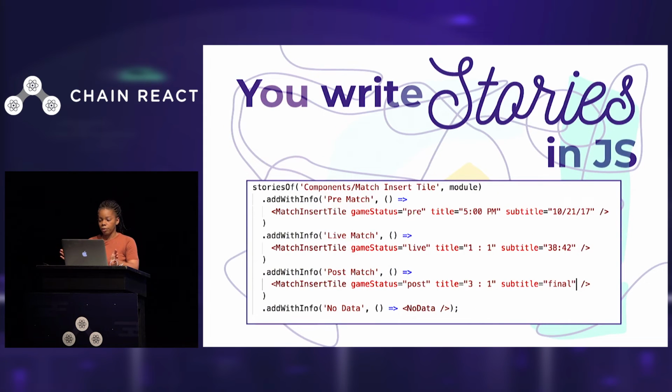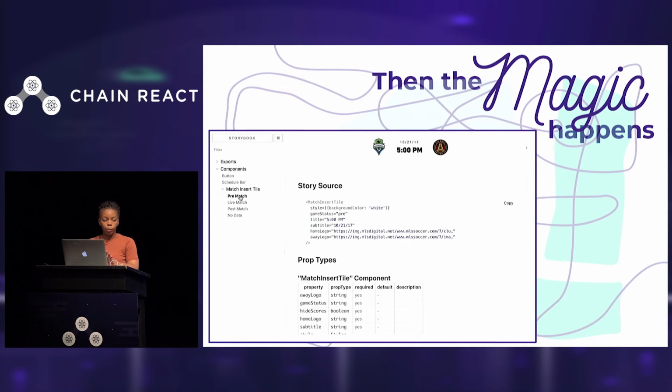There's a lot of great talks about Storybook, so I won't really go into it, but pretty much you write stories in JS, and then the magic happens. You're able to see your components in different states. Developers can quickly copy and paste into the app, and we are able to document and keep them up to date with the info add-on.